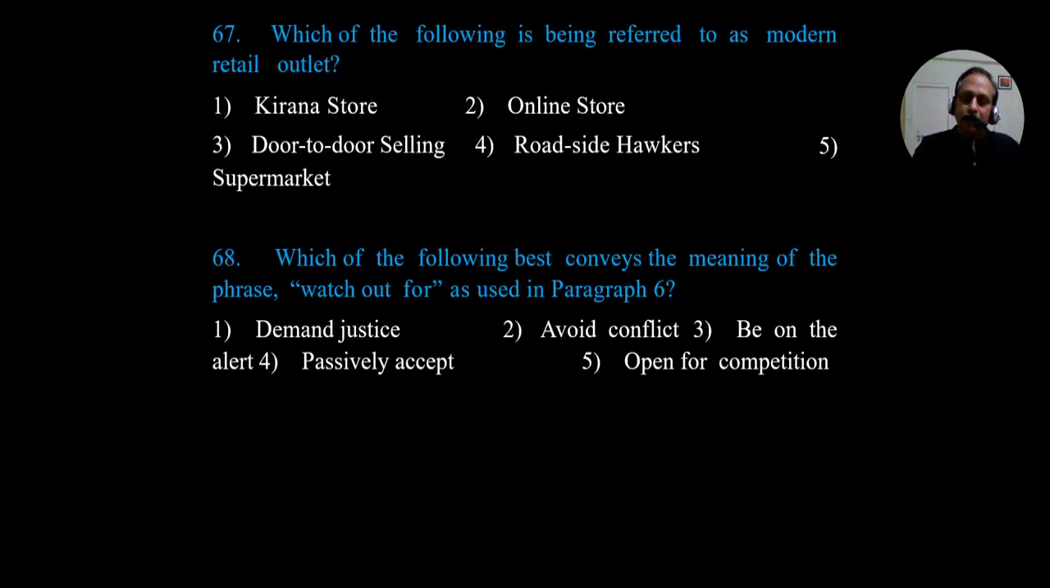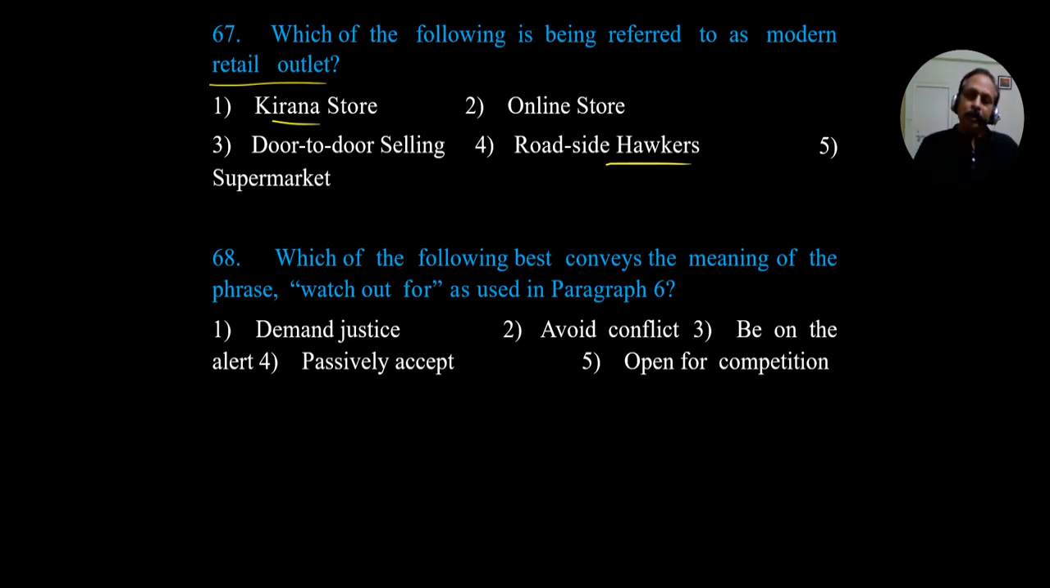Which of the following is being referred to as modern retail outlet? This is sheer common sense. Modern retail outlet, retail market, retail business. It is not kirana store. Kirana store is a traditional one. Online store is rejected. Door-to-door selling, no. Roadside hawkers, no. Hawker means some people, if you go to Amirpet or the busiest marketplace, the downtown of a particular city, you come across some people on the pavement or footpath, they shout and sell the products. Those are known as hawkers.